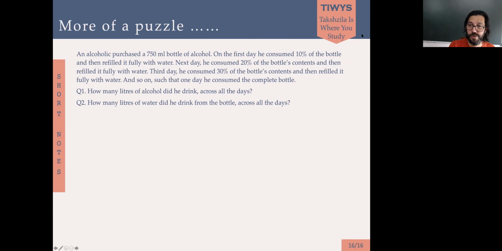And so you should be able to realize after reading it once, every day he's consuming 10%, 20%, 30%, and such that one day he consumed the complete bottle. What is that complete bottle? It's nothing but 100%. And hereafter, refilling it with water doesn't serve any purpose, because there's only water now. So how many liters of alcohol did he drink across all the days? How many liters of water did he drink? Alcohol is a very easy question. Question number 1 is a very simple question.